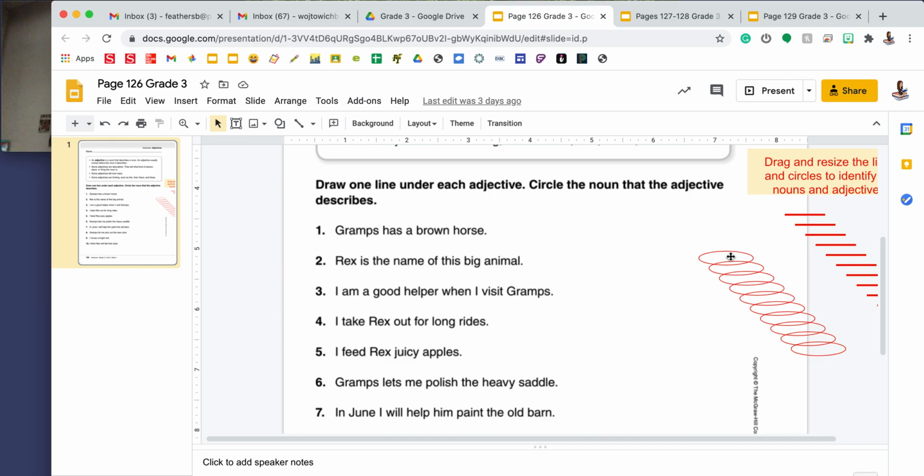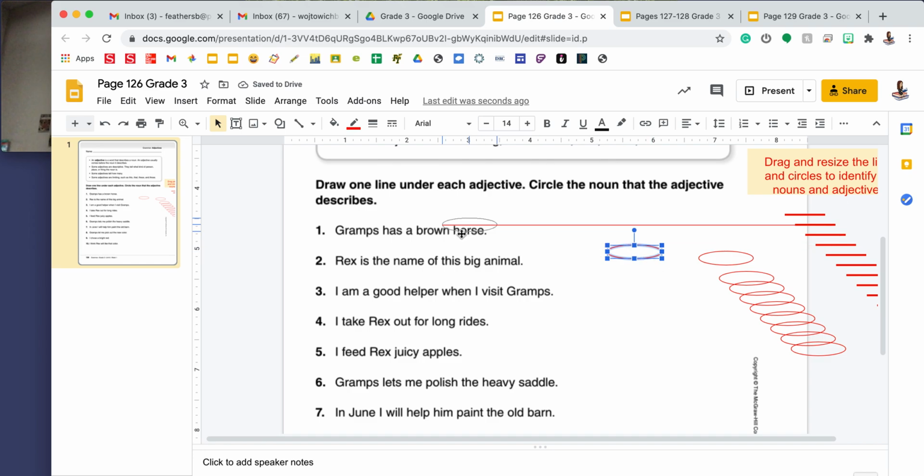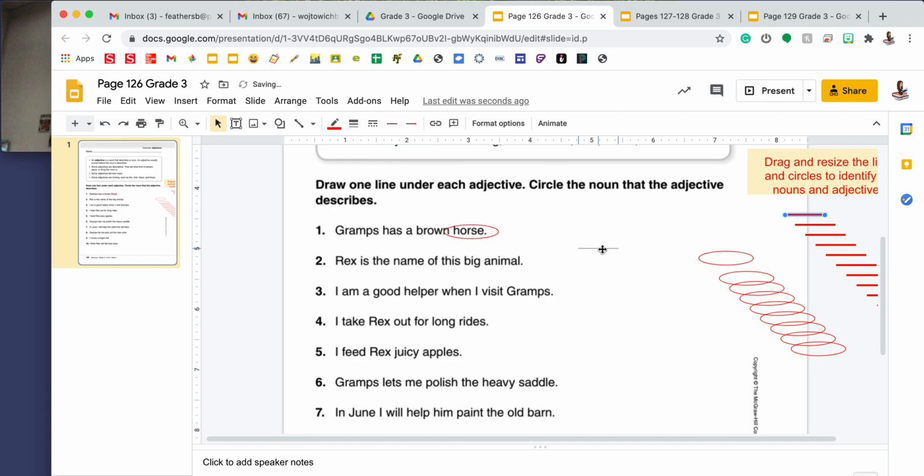Number 1 says, Gramps has a brown horse. I see that horse is a noun, so I'm going to drag one of my circles to circle horse. And the word right before is brown. Brown describes the horse. So I'm going to move an underline under brown. You will continue these directions for 2 through 10.